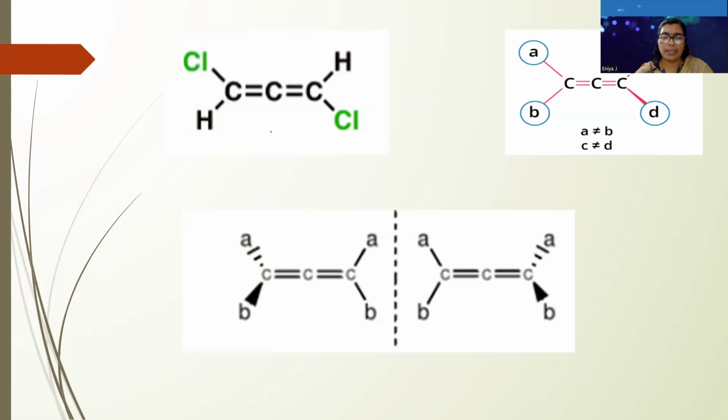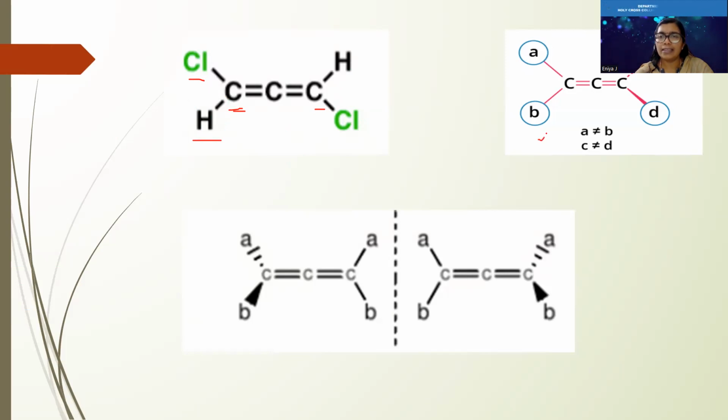This allene is optically active, provided that the groups present in the terminal carbon atoms are different. This is one terminal carbon atom and this is the other terminal carbon atom. In this terminal carbon atom, two different groups are there, chlorine and hydrogen. Here also two different groups, chlorine and hydrogen. And these types of allenes are optically active.